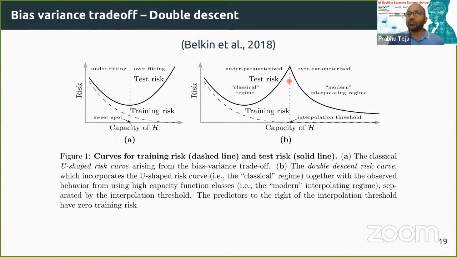But after a threshold, the test loss starts going down again. And this is very weird, because this sort of breaks our intuitions about what we would call overfitting and underfitting. This threshold is what is called the interpolation threshold. This is an extremely important theoretical problem: why does this happen?